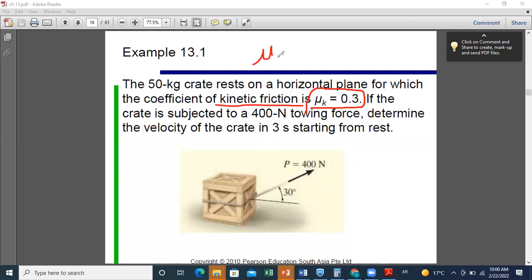Mu s is called the static friction coefficient. And this static friction coefficient is always larger than mu k. So for example, here, let us take it as 0.5. And what is the idea of this coefficient?